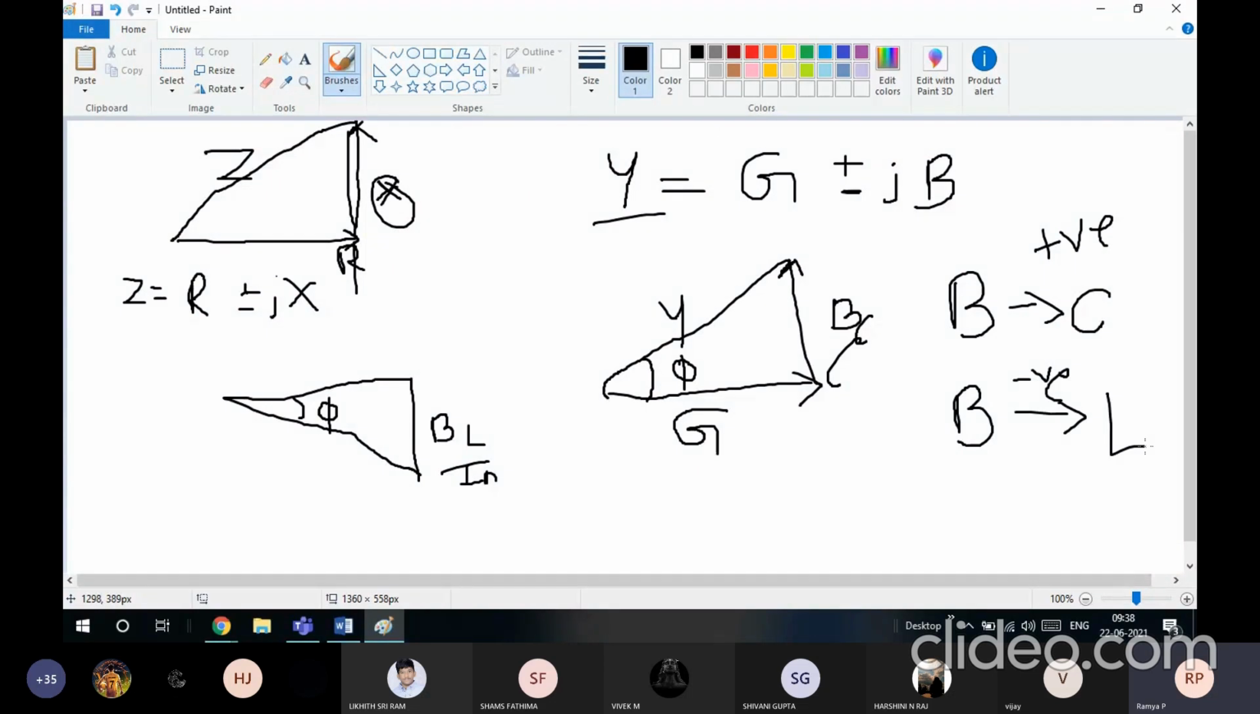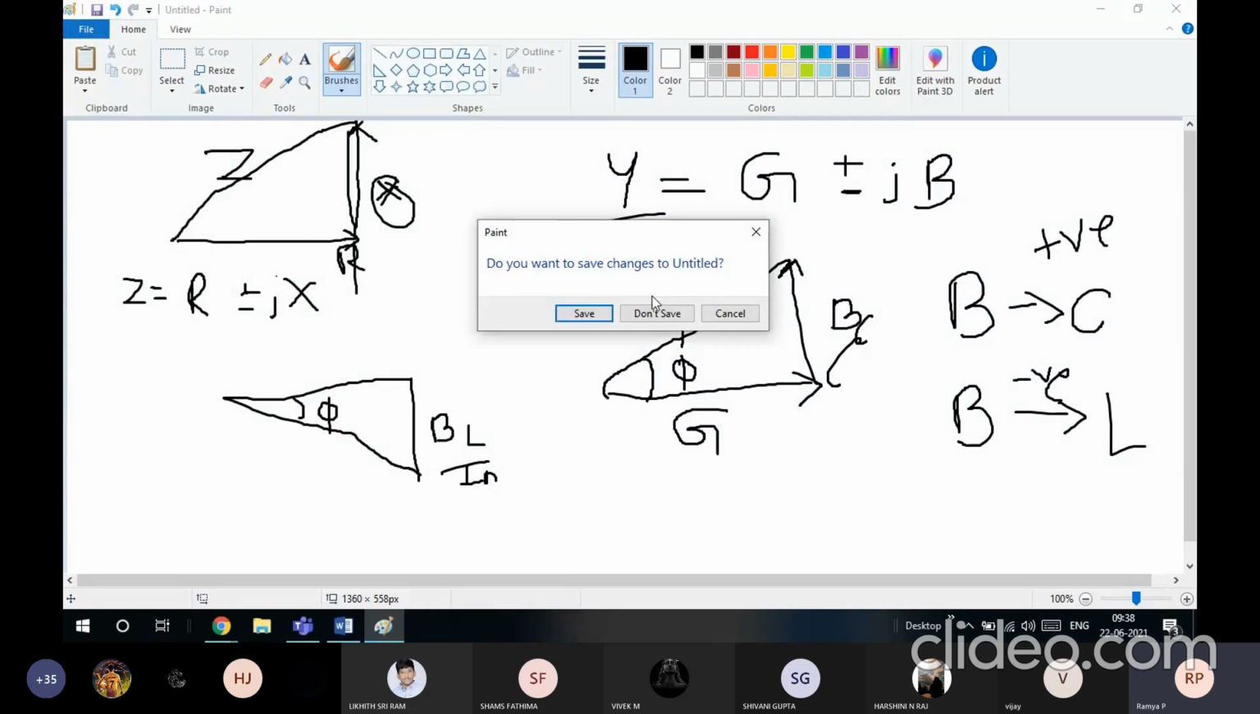Any confusions here? But if I want to tell it in terms of sign, once again, you should not be confused, because when you are solving a problem, you should not be in confusion.